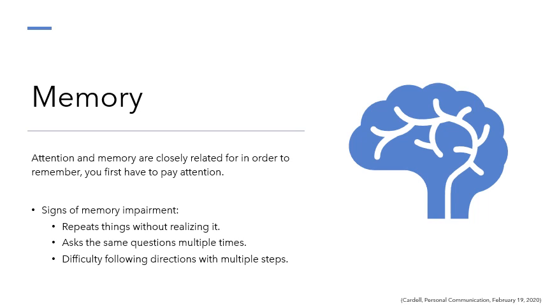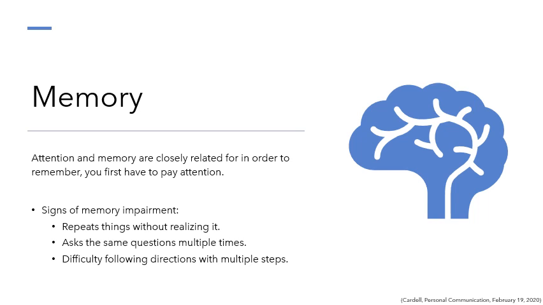Attention and memory are closely related, for in order to remember, you first have to pay attention. Like many other aspects of cognition, memory is complex, and there are many different components to it. There are different types of memory, such as short-term and long-term. These memories are created through a process of retrieving, encoding, and storing information. When there is a block in the process, memory problems occur. Where the block happens determines exactly how memory is impacted.